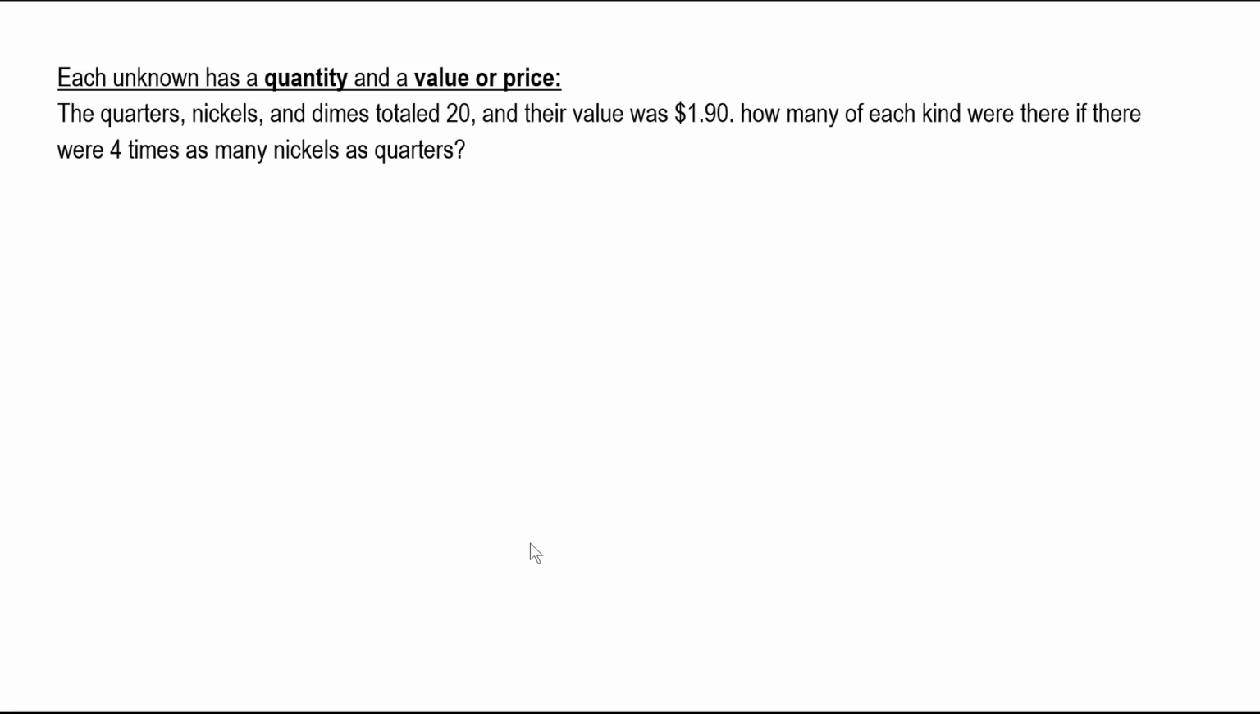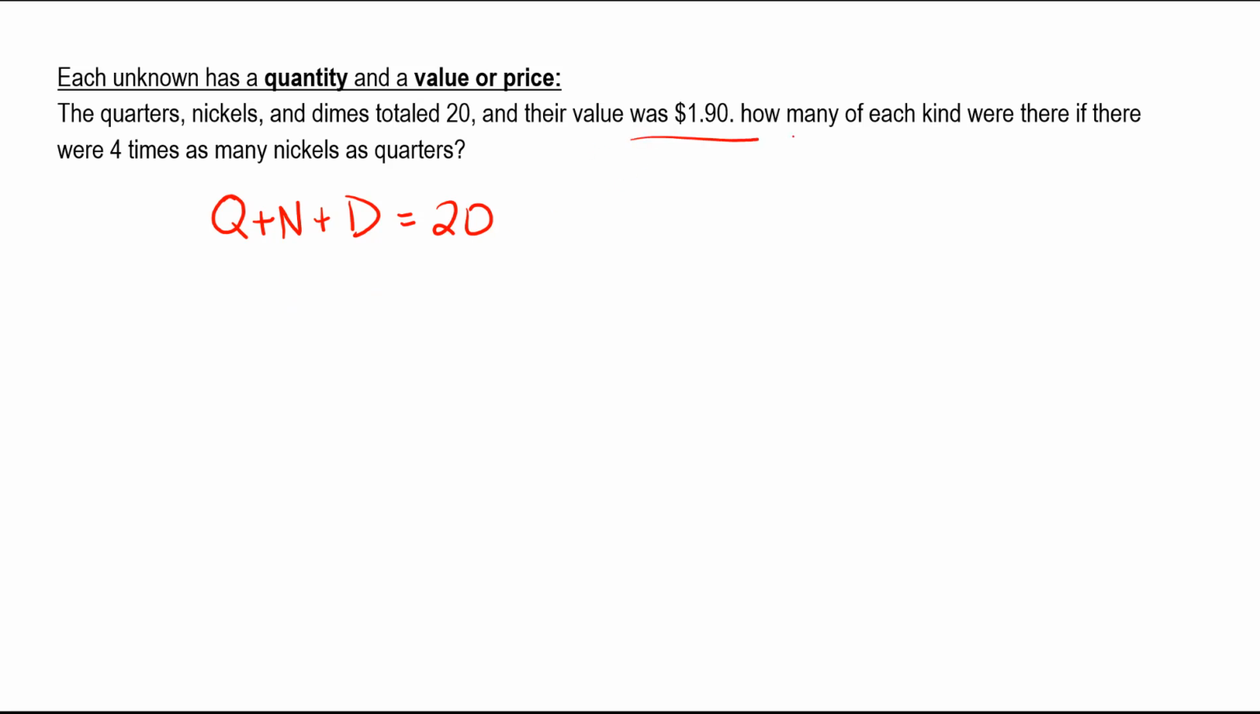It says the quarters, nickels, and dimes total 20. That means there are 20 coins. So if Q is the number of quarters, N is the number of nickels, and D is the number of dimes, then that should add up to 20 coins total. The book uses subscripted variables for these problems, but there's no reason to use subscripted variables. I think they're just trying to introduce you to subscripted variables, but it's not necessary in my opinion, so I would just call them Q, N, and D.